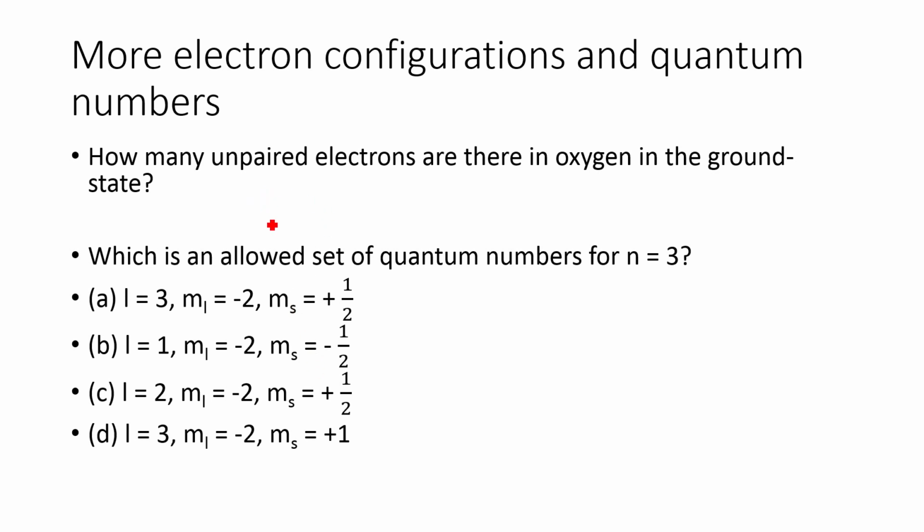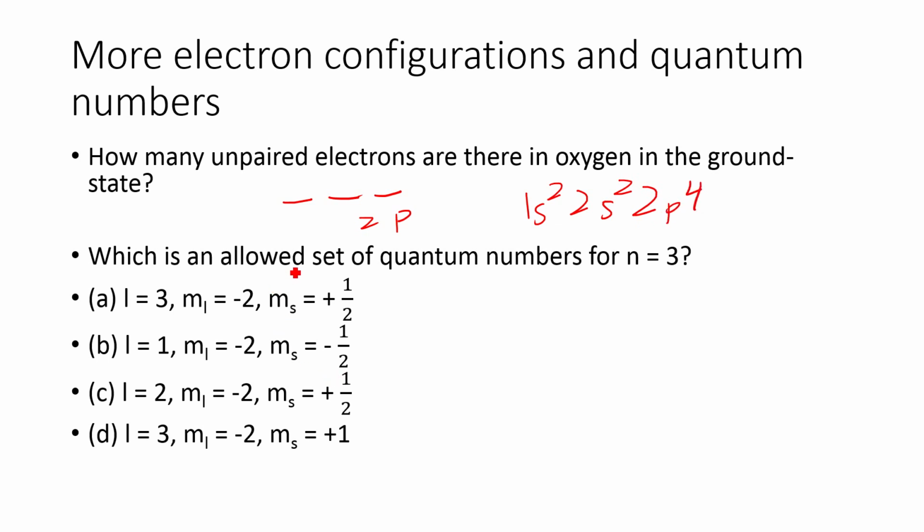So for oxygen, we know that the valence electrons we're going to be worried about are in the 2p. If you'd drawn the 2s, that would be okay, but you'd notice that they're all paired up. So oxygen has 4 electrons in the p orbital because its electron configuration is 1s2, 2s2, 2p4.